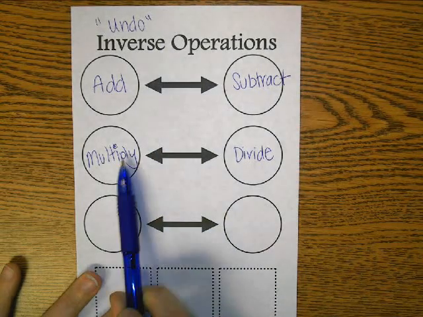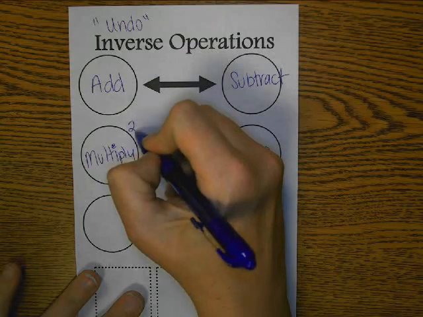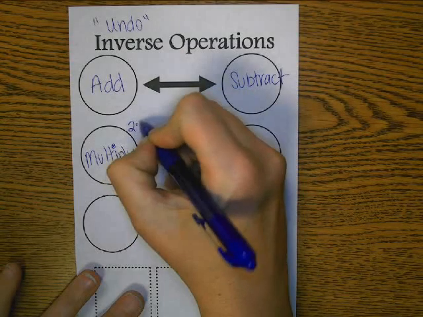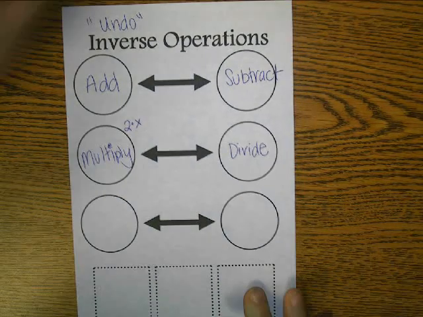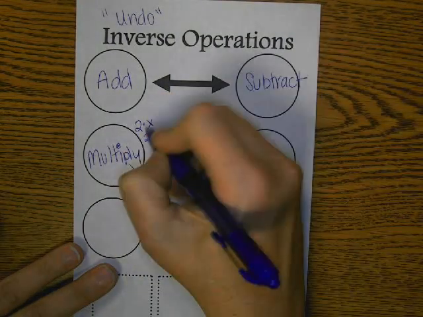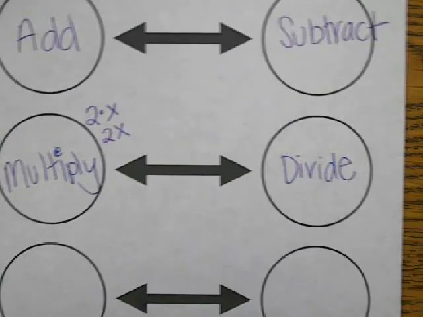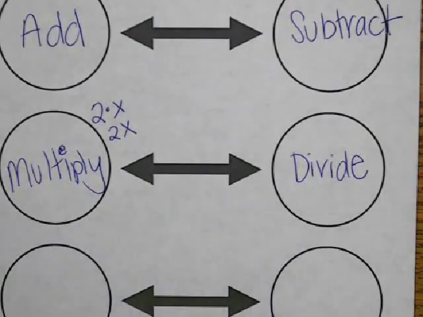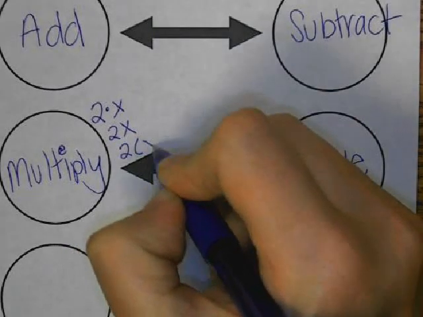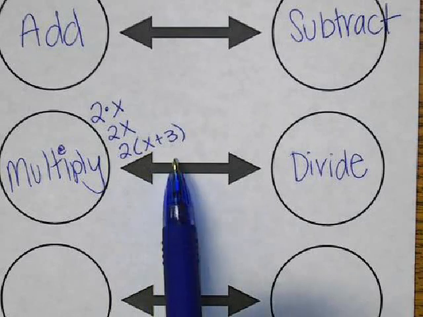And before we move on, I want to show you some different ways that you might see multiplying. You might see it as 2 dot x. You might see it as 2x without the dot in there. And also, you might see it as 2 parentheses x plus 3, because that's the distributive property.